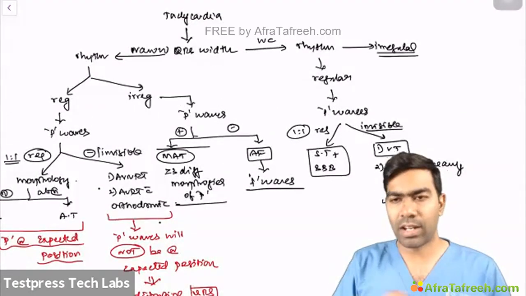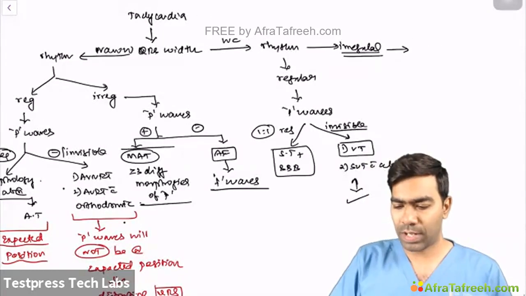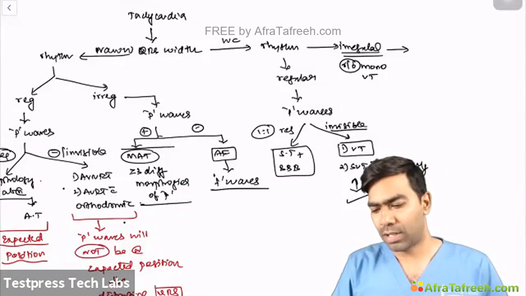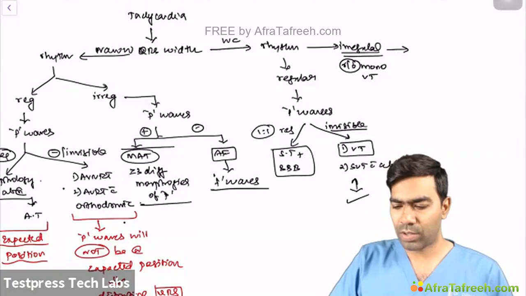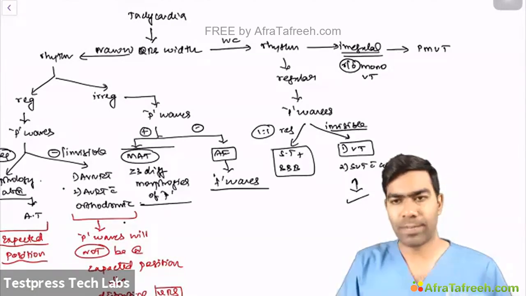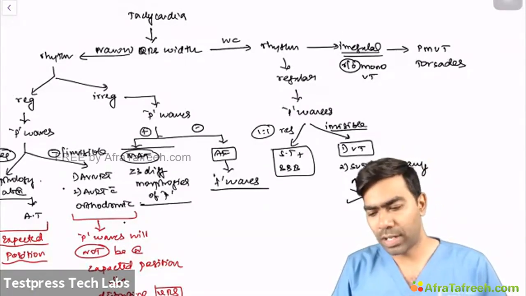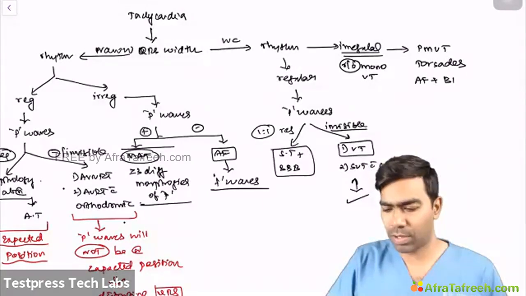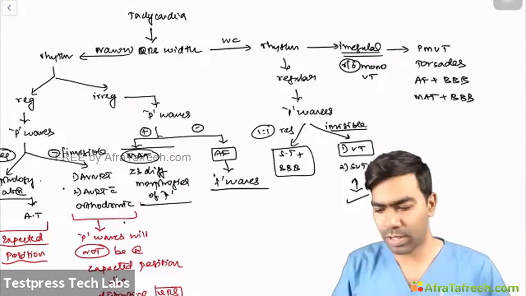Suppose it's an irregular rhythm, then the next step will be, remember, an irregular rhythm definitely rules out a monomorphic VT. It cannot be a monomorphic VT. Now you have to know whether it is a polymorphic VT or not. So the differential diagnosis can be anything. It could be a polymorphic VT, or it could be Torsades, or it could be a condition like atrial fibrillation with bundle branch block, or other rare conditions like MAT with a bundle branch block. So these are some of the rarer conditions that are going to produce an irregular rhythm.